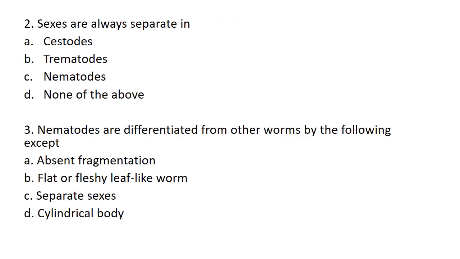Then, sexes are always separate in. When we look at the sexes where they are separate, it is in nematodes. All right. Then question 3 reads, nematodes are differentiated from other worms by the following except. So here it's simply except flat or fleshy leaf-like worm. This is a characteristic of the trematode.